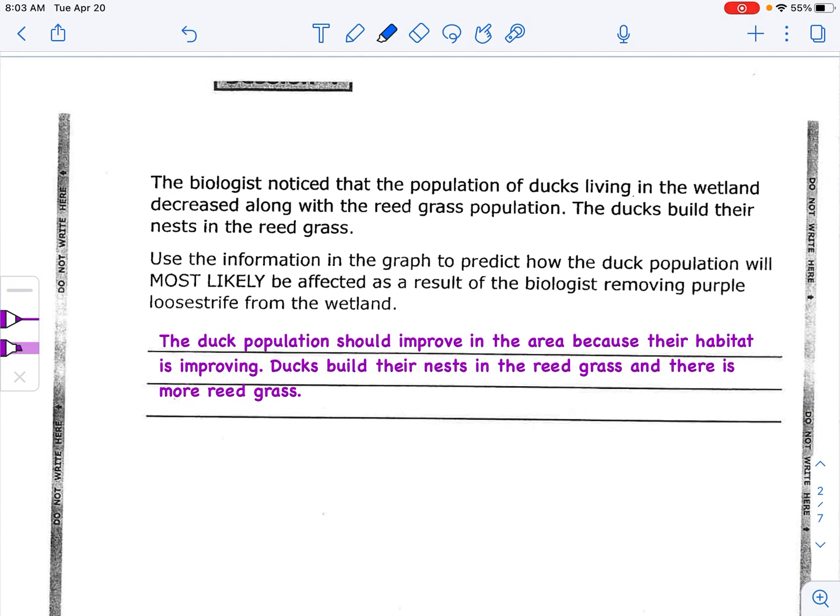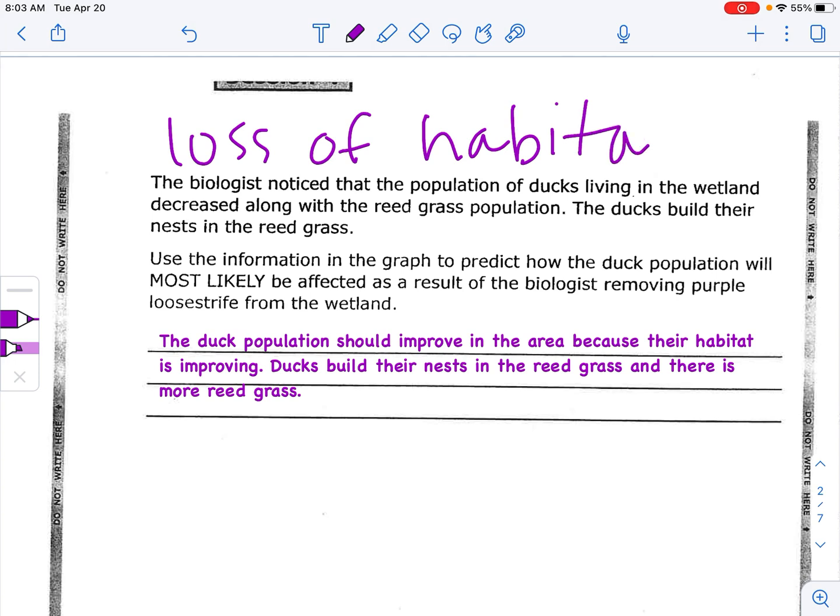The biologist noticed that the population of ducks living in the wetland decreased along with the reed grass population. The ducks build their nests in the reed grass. So here what we're looking for is loss of habitat and how that is going to affect a species. Use the information in the graph to predict how the duck population will most likely be affected as a result of the biologist removing purple loosestrife from the wetland.